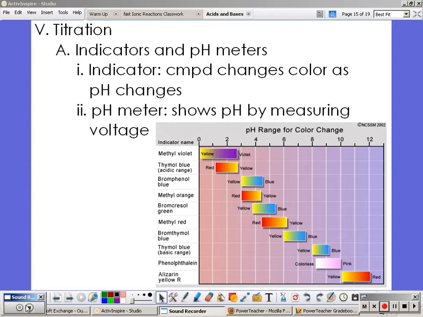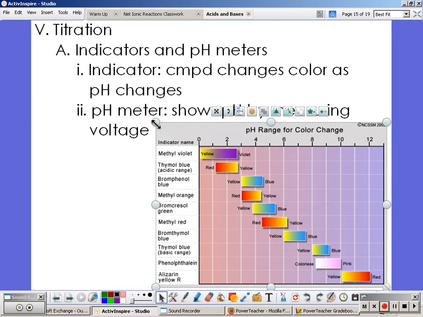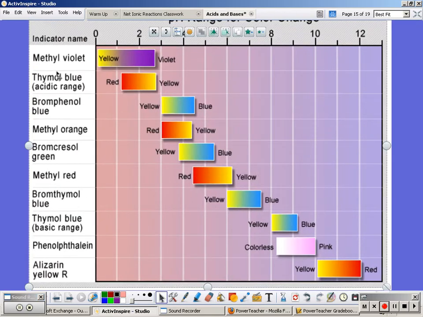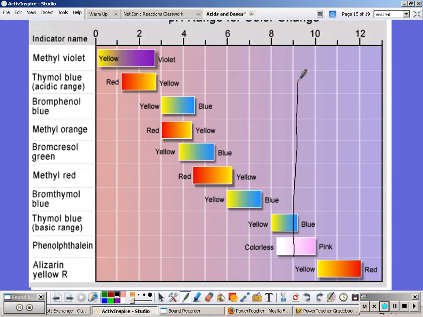Phenolphthalein is clear in an acid and pink in a base. Litmus paper is pink when it's dipped into an acid and blue when it's dipped into a base. There are many other types of indicators. This chart shows an example of different chemical indicators besides phenolphthalein. Now, if we use phenolphthalein, the color change actually occurs around 9.